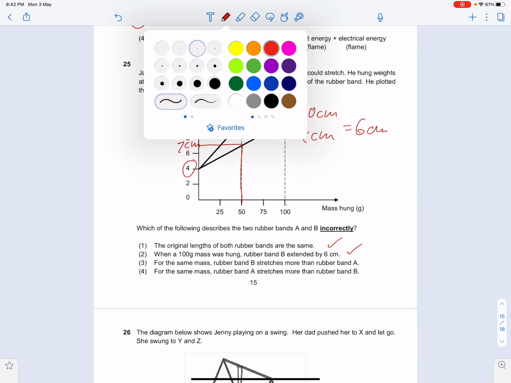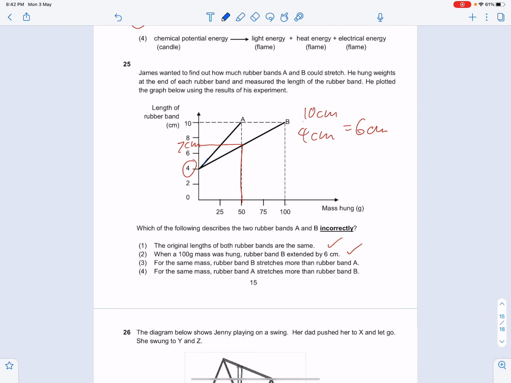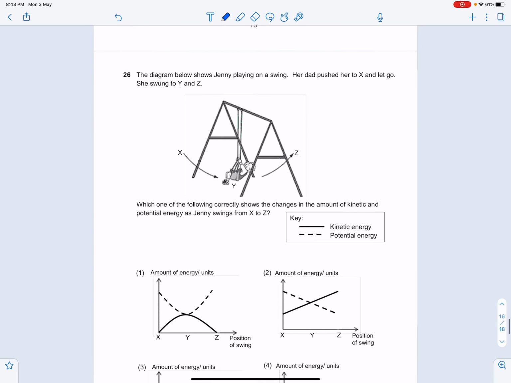Because A, it's over here. I'm changing the color so you can see. It's already at 10 cm when you hang a mass of 50 grams for both. So A actually stretches more than B. So C is actually the incorrect one. But just to check, I'm going to look at 4 as well. For the same mass, rubber band A stretches more than B. Yeah, this is correct. We already saw that. So answer 3.